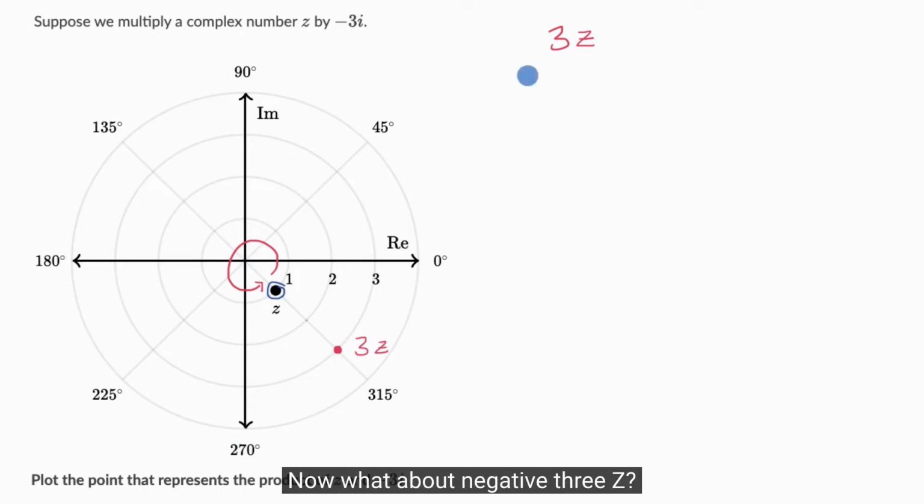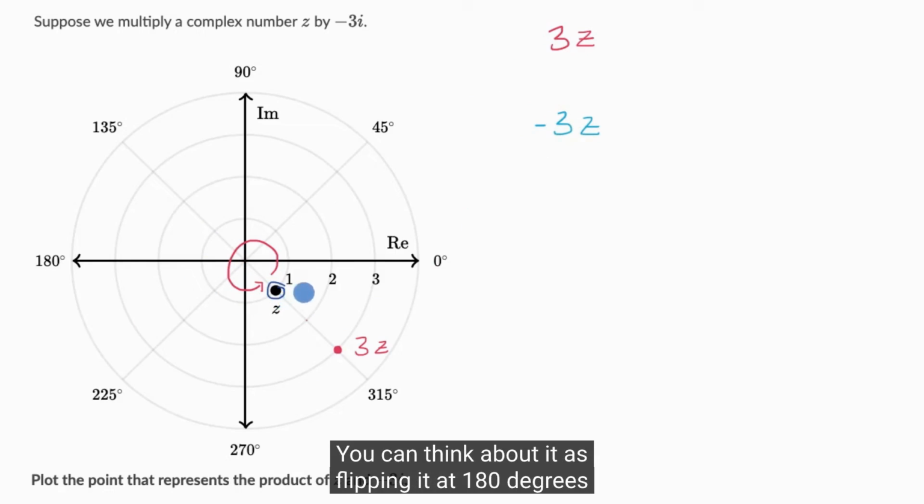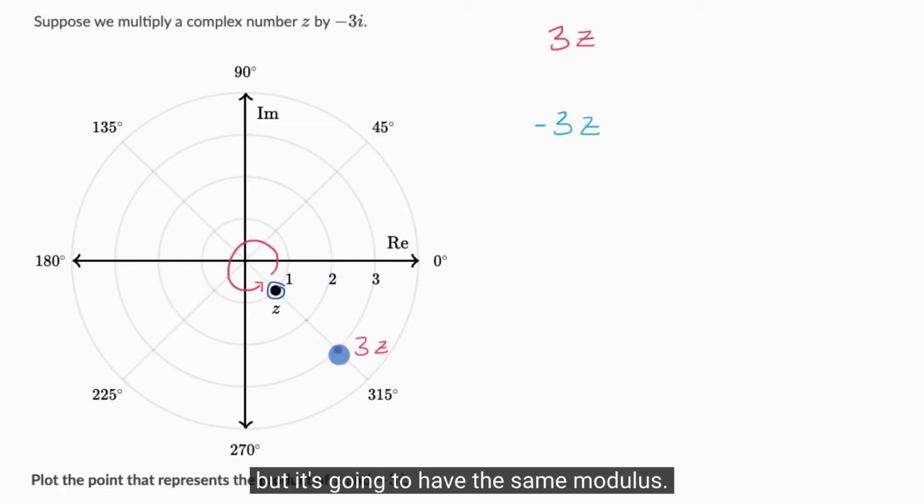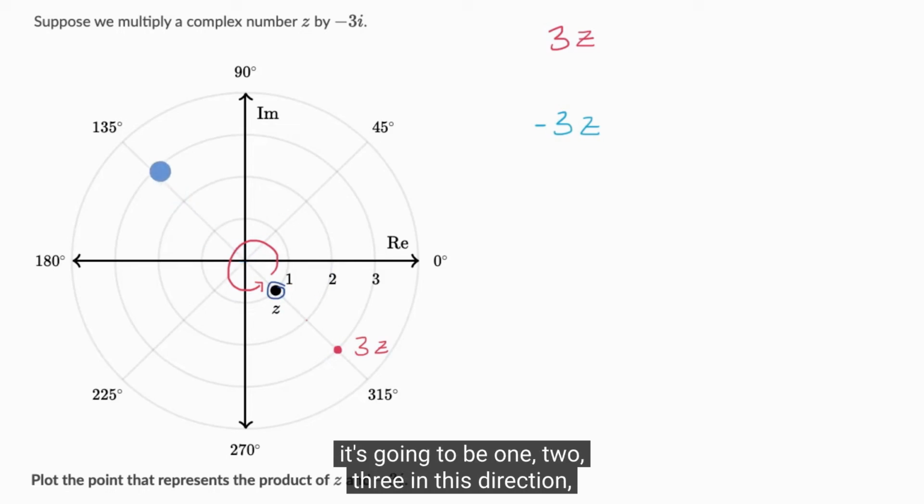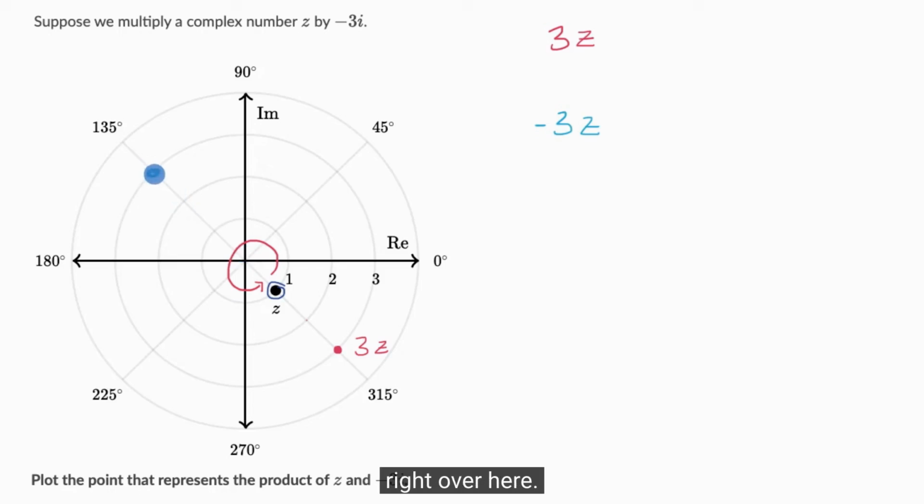Now, what about negative 3z? Well, if you multiply by a negative, it's just going to flip it around. You could think about it as flipping it by 180 degrees, but it's going to have the same modulus. So instead of being right over here at 3 in this direction, it's going to be 1, 2, 3 in this direction right over here. So that is negative 3z.